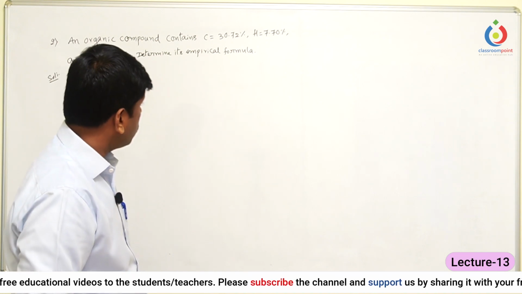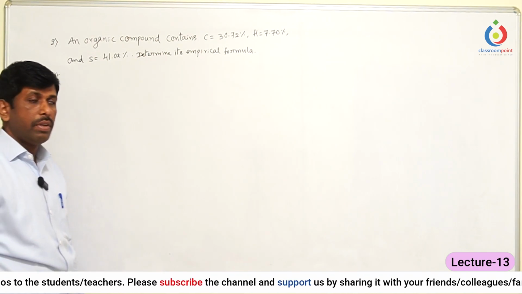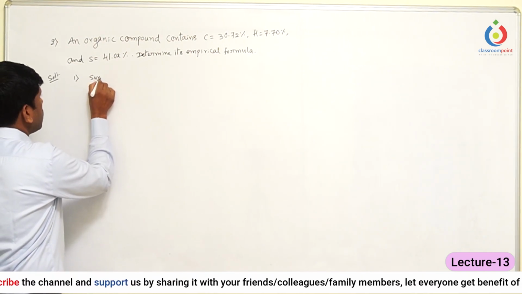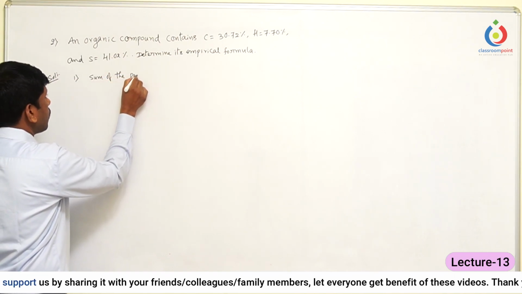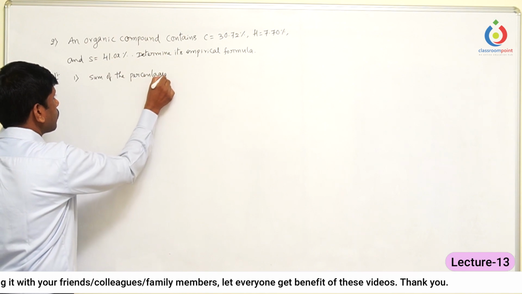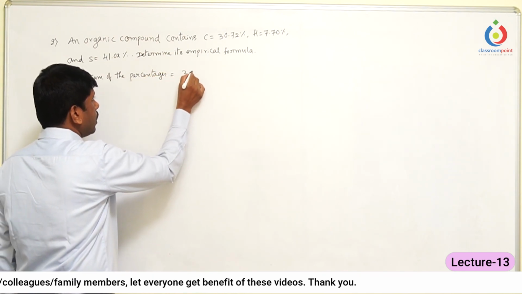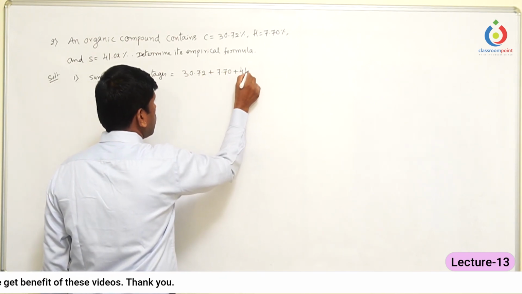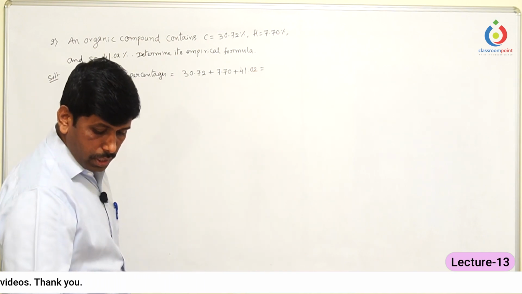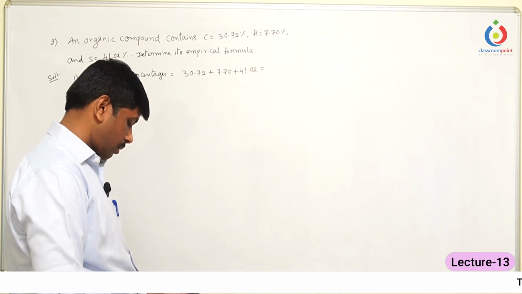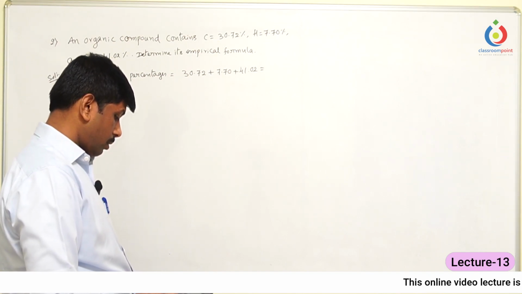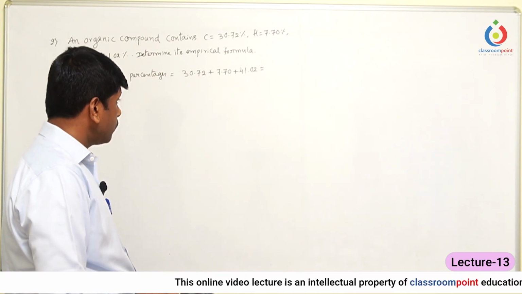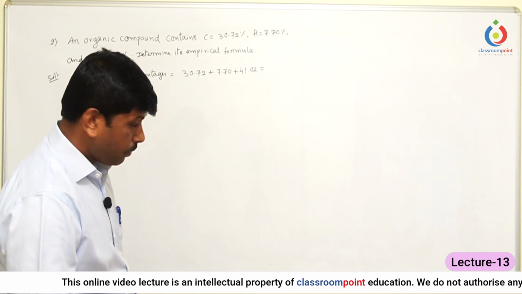So our main duty is, first of all, ensure whether the given percentage is equal to 100% or not. So rule number 1, sum of the percentages is equal to 30.72 plus 7.70 plus 41.02. So this value is equal to 79.44.